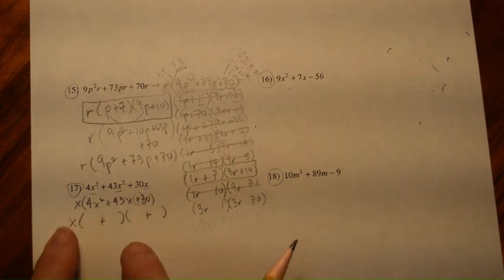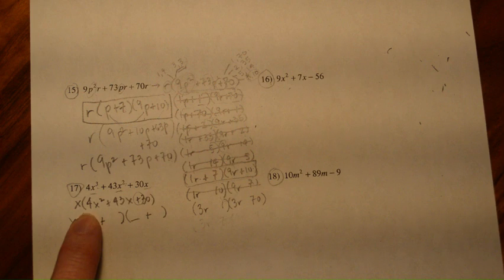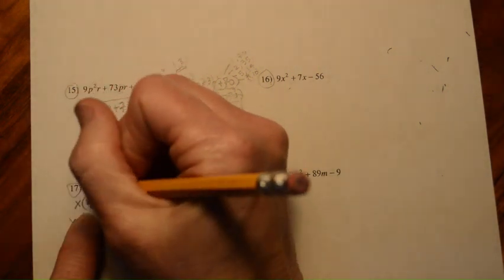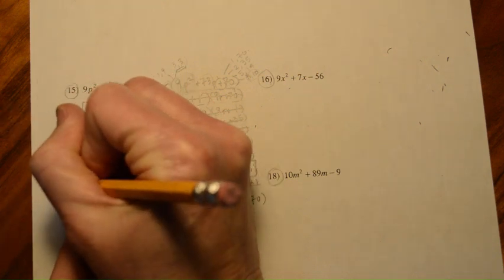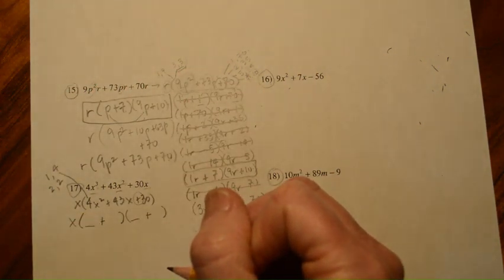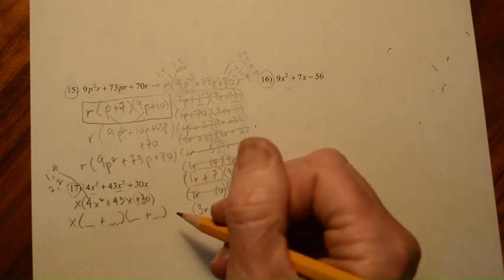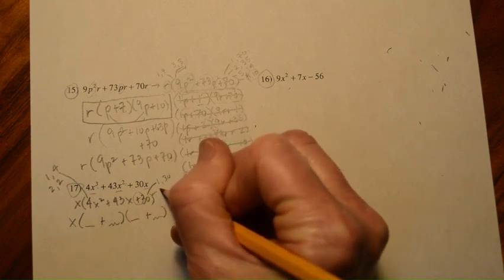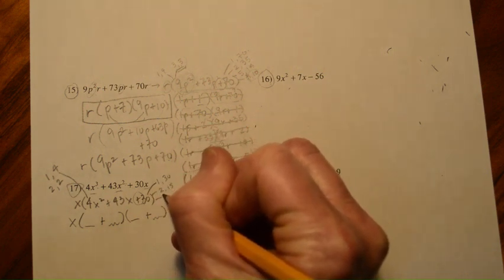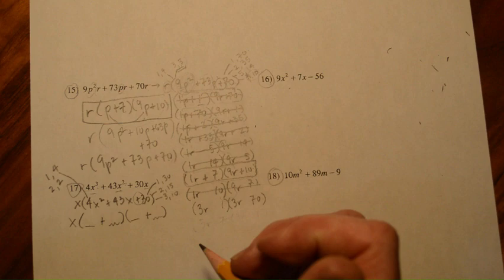All right, so these two terms right here are going to have to multiply to give me a 4x squared. So my choices then are 1 and 4 or 2 and 2. Now these two terms right here are going to multiply together to give me 30. So we've got 1 and 30, 2 and 15, or 3 and 10. Yikes. All right, so let's start listing some.